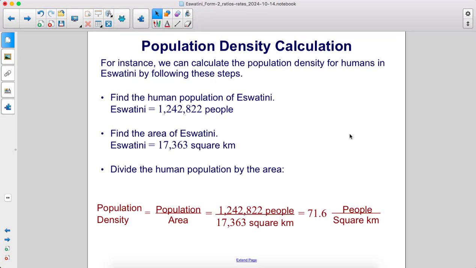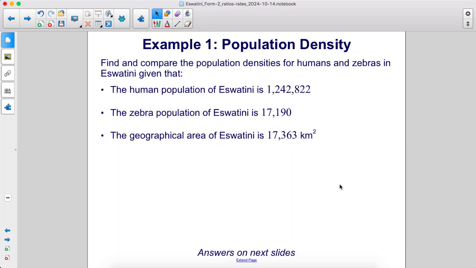For instance, we can calculate the population density for humans in Eswatini by following these steps. Find the human population of Eswatini, which is 1,242,822 people. Find the area of Eswatini, which is 17,363 square kilometers, and then divide the human population by the area. So the population density is 71.6 people per square kilometer.